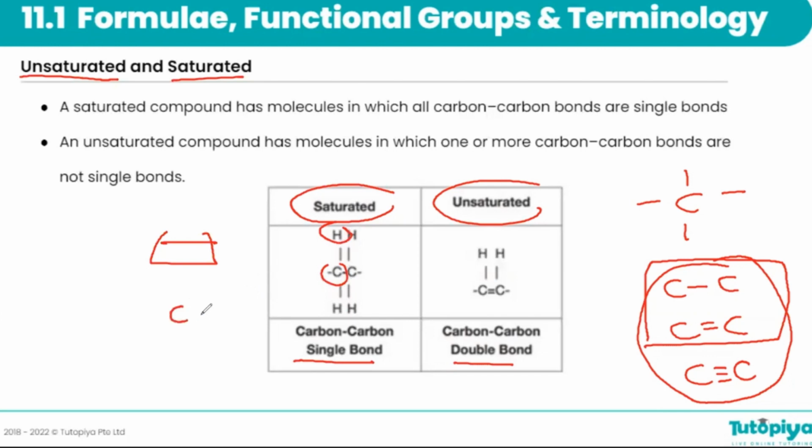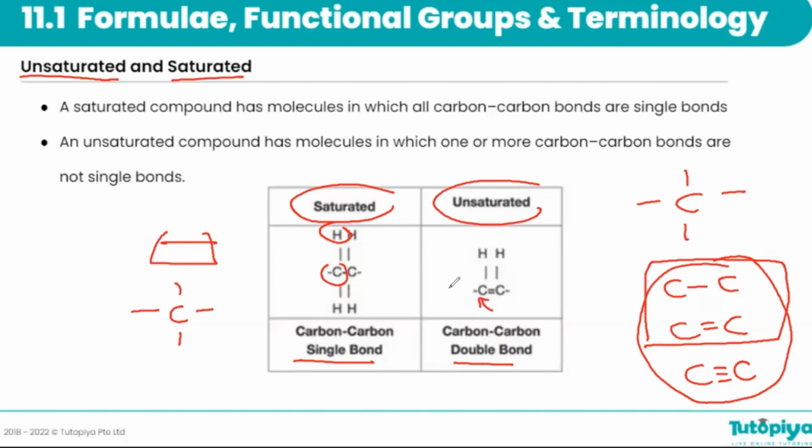So one carbon is bonded to 4 other atoms. So there's no way a carbon can bond with another one. This is why when there are only carbon-carbon single bonds, we call the molecule saturated. When it's unsaturated, there is a double bond, which means carbon is not bonded to 4 different atoms. Carbon is only bonded to 3 atoms.